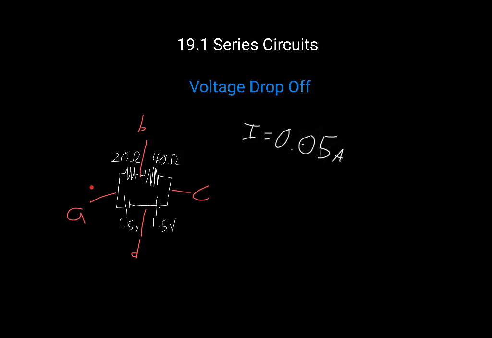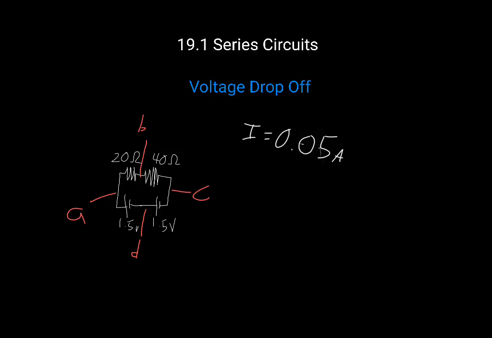We have point A, point B, point C, and point D. So each of those is on the circuit. Point A is here right after our 2 batteries. Point B is in between our 2 resistors. C is after our 2 resistors. And D is between the 2 batteries.